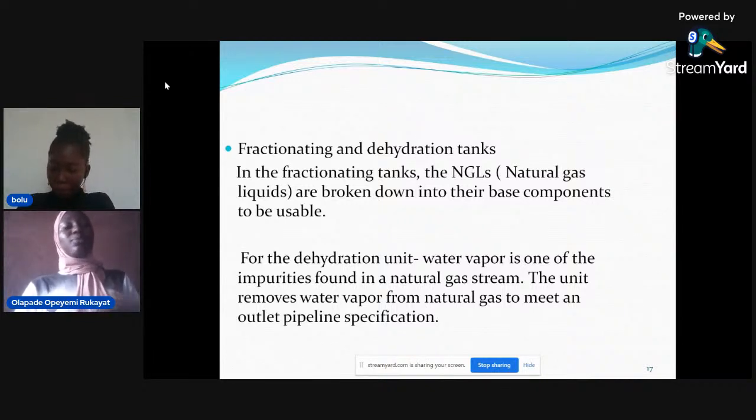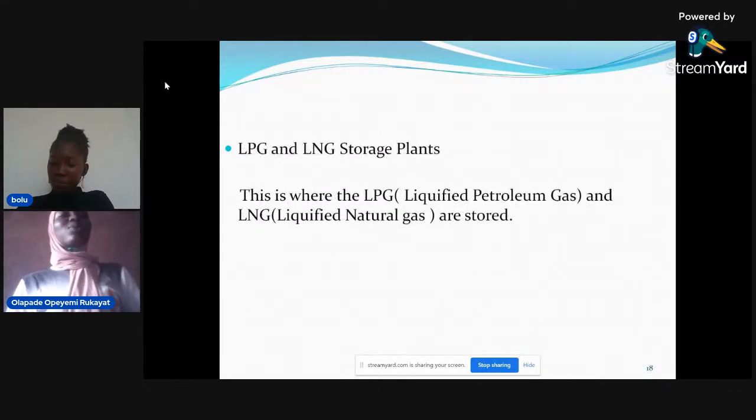While transporting, it prevents corrosion in the pipeline, and it prevents the formation of hydrates. It also increases the effectiveness of the pipeline, the overall efficiency of the pipeline. So the water vapor has to be removed from the natural gas to get your dry gas. The last one is the LPG and the LNG storage plant.